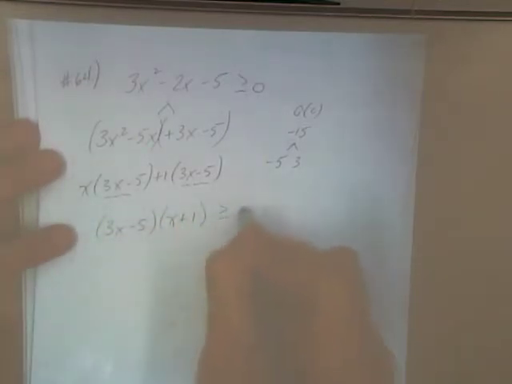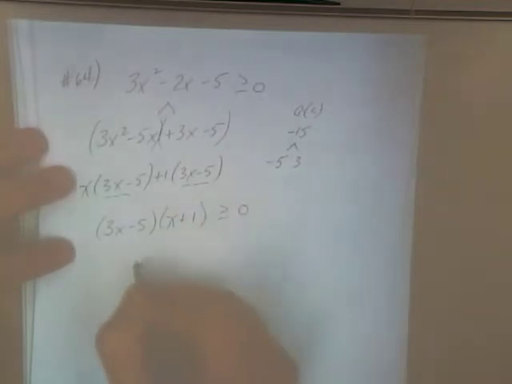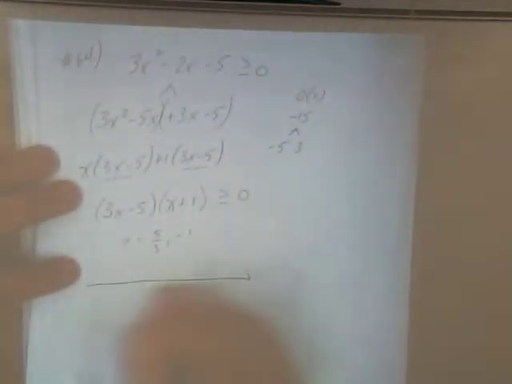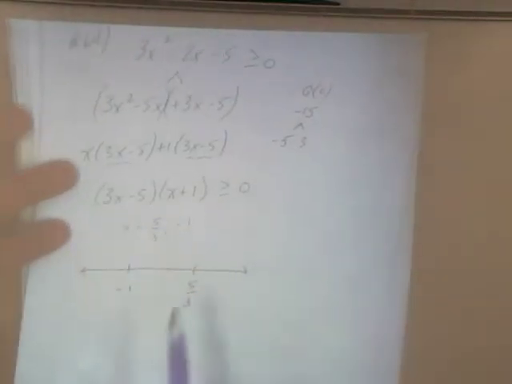All this is greater than or equal to 0. So x is going to be equal to 0 when it's 5/3 or -1. So number line, -1, 5/3. Make sure you don't put them on the number line in the order you wrote them down. Make sure they're in the right order on your number line.